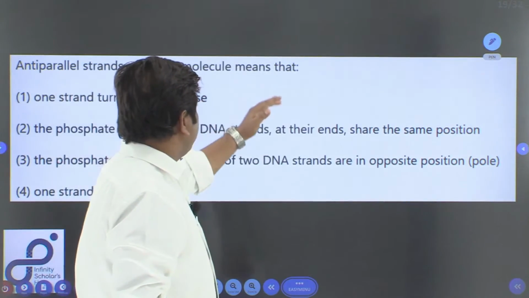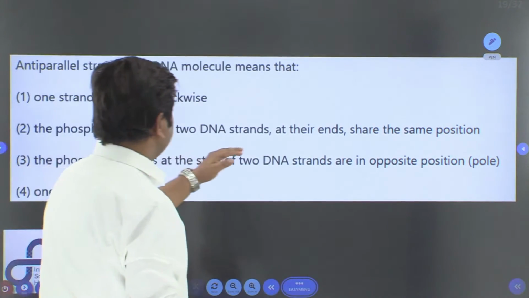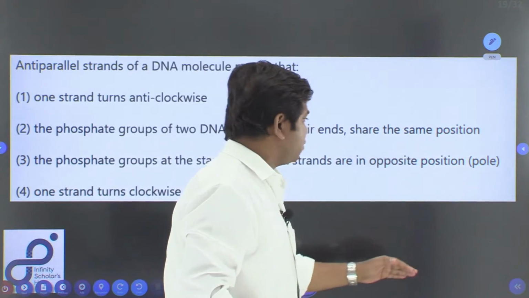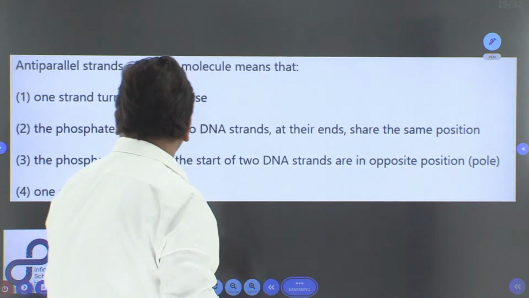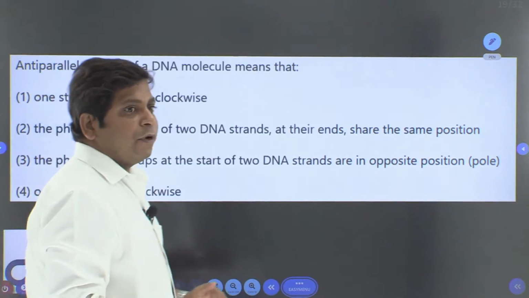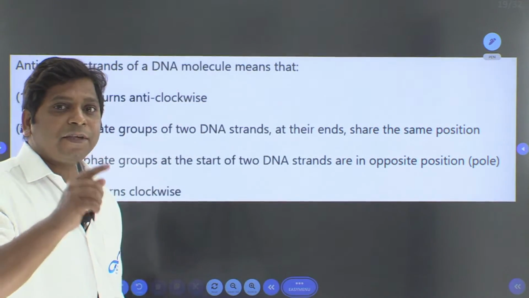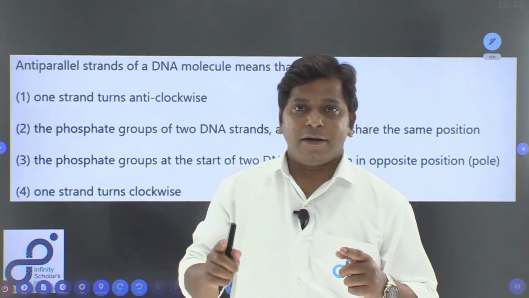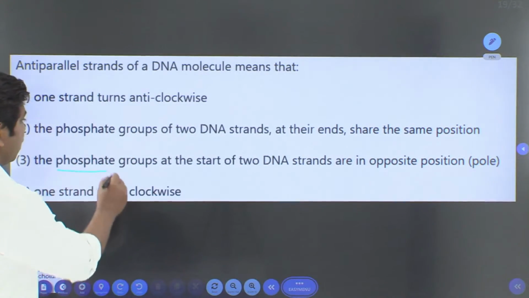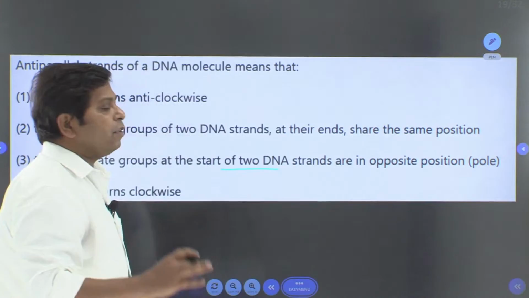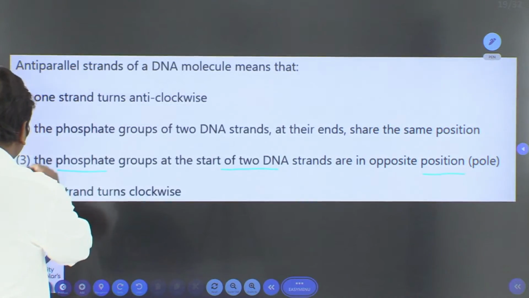Antiparallel strands of DNA molecule means that one strand turns anticlockwise. The phosphate groups of the DNA strands at their ends share the same position, and the phosphate groups at the start of the 2 DNA strands are in opposite position, and one strand turns clockwise. We know that the starting position is the phosphate group at the 5 prime position. And we have seen that in a DNA they are antiparallel. The 5 prime position is present in opposite strands. So, therefore, the phosphate groups are present at the start of the DNA in opposite positions, opposite poles. So, this is going to be the correct option for this one.